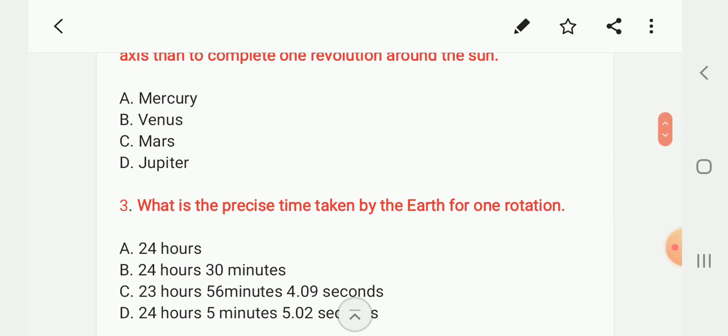Question number 3. What is the precise time taken by the Earth for one rotation? Options: A, 24 hours; B, 24 hours 30 minutes; C, 23 hours 56 minutes 4.09 seconds; or D, 24 hours 5 minutes 5.02 seconds. The correct answer is 23 hours 56 minutes 4.09 seconds, option C.